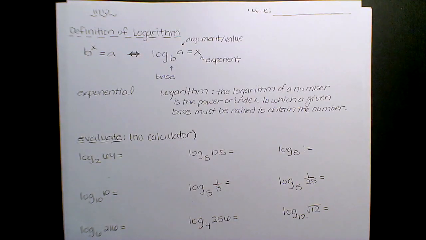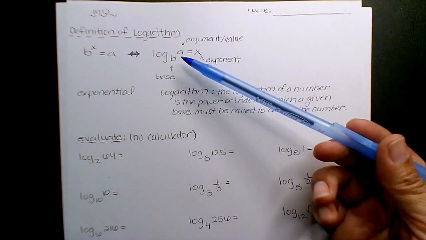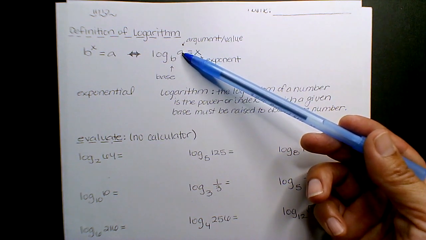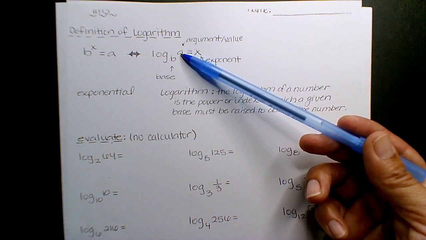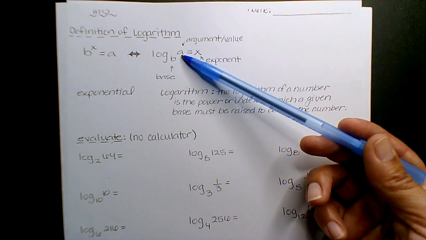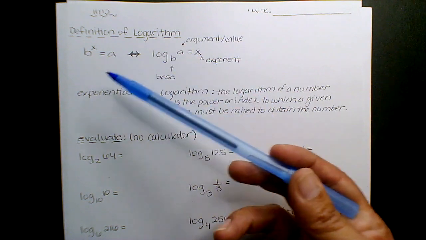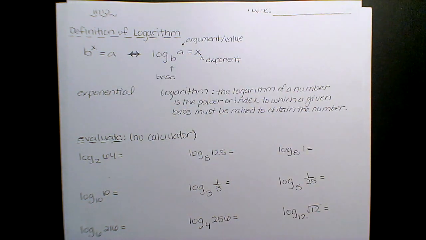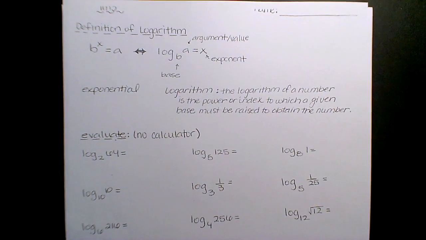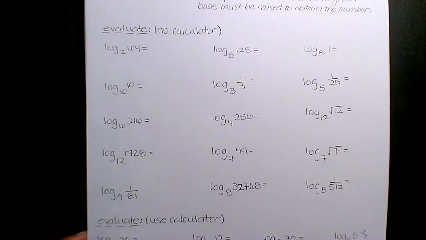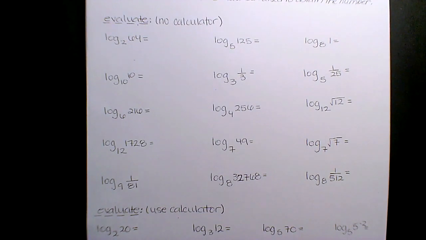You'll get the whole backwards and forwards. You'll get better at it. This is just day 1. So the lower subscript is the base. This number, whatever it is, integer or fraction or variable, that's your a, that's your argument or your value, and this is your exponent. They can get rewritten both ways, and we'll practice that. But today, just the calculator.